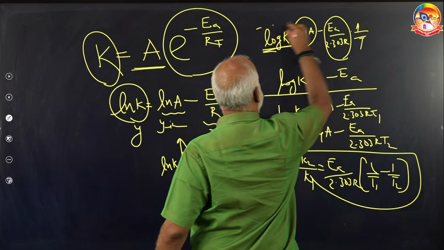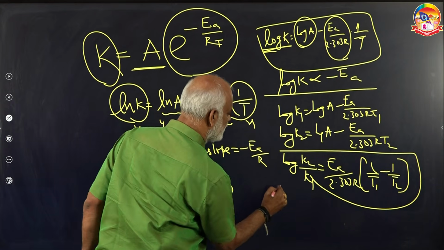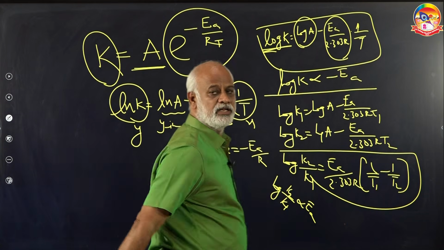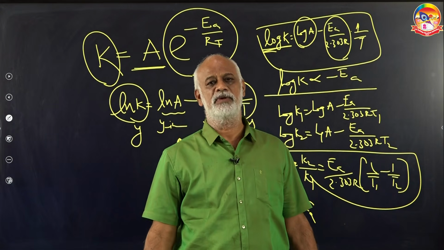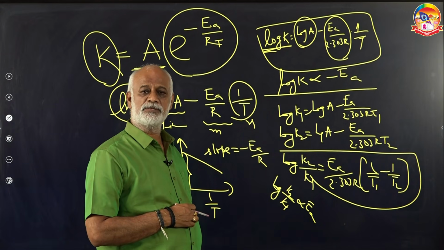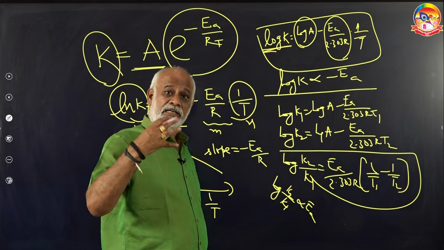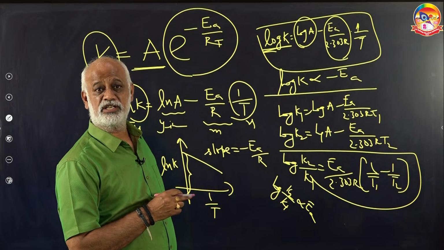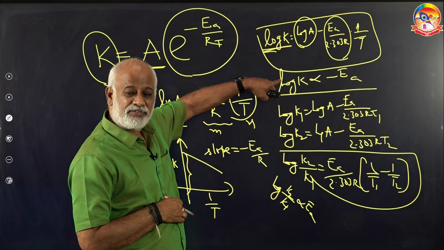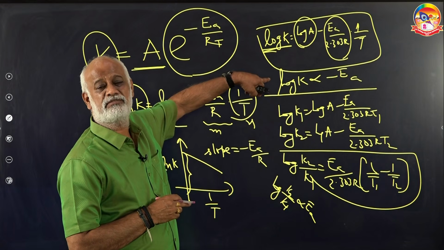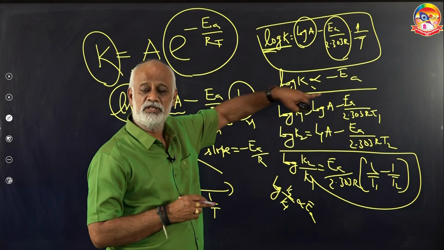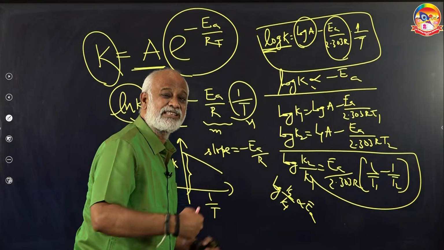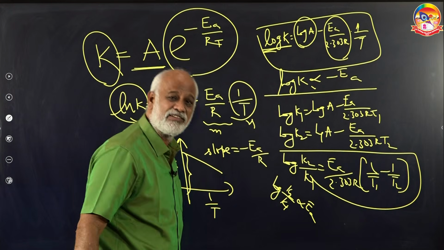So, two types of expressions are there. You can see here log K2 by K1 is directly proportional to EA. Log K is proportional to minus EA. Log K2 by K1 is proportional to EA. Effect of temperature on rate of reaction is more when activation energy is more. Rate constant of the reaction will be less when activation energy is more. If greater activation energy, lesser rate constant. The increase in rate constant is more when activation energy is more.